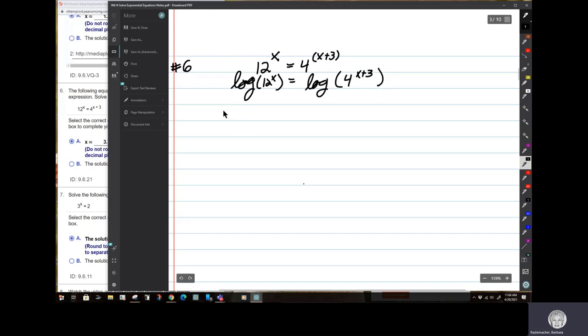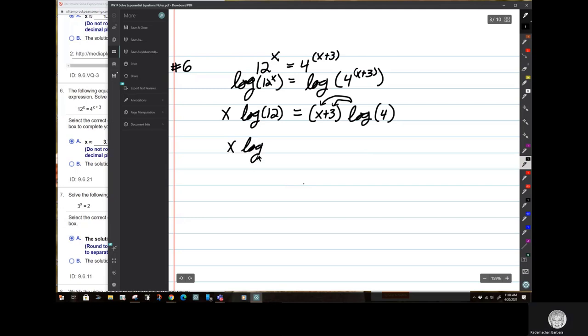Now the log lets me bring down my exponents. X times the log of 12 equals parentheses x plus 3. Remember, it's one thing. I have to keep the parentheses around it. Times log 4. Now I distribute log 4 to both of those numbers. So I'll have x log 12 equals x times log 4 plus 3 times log 4.